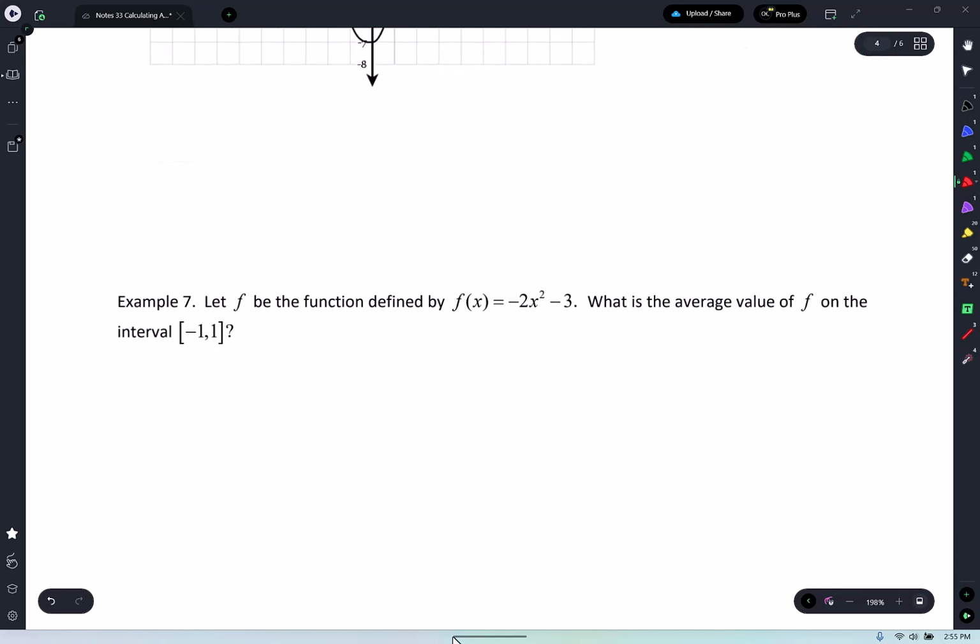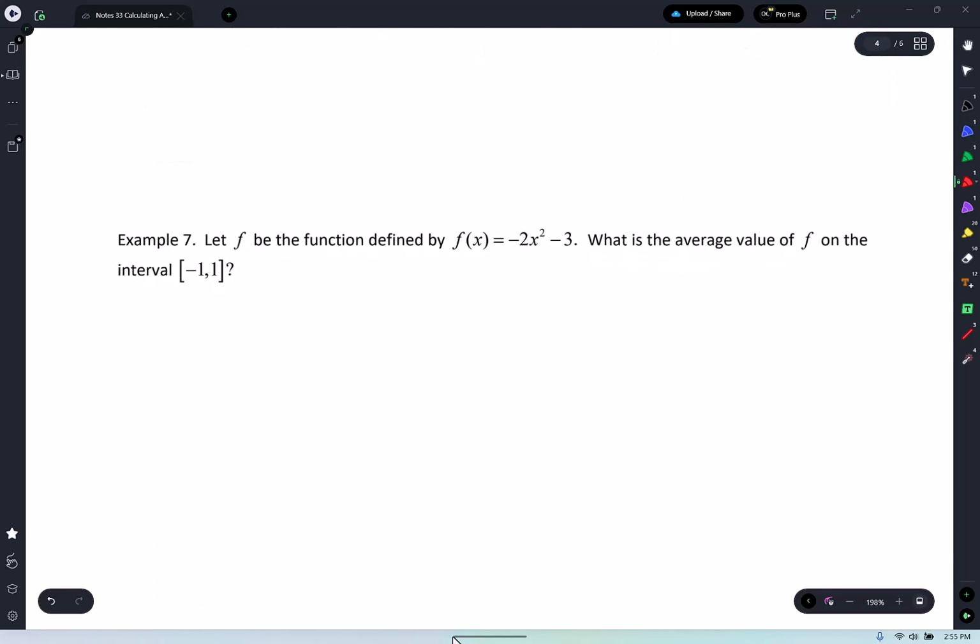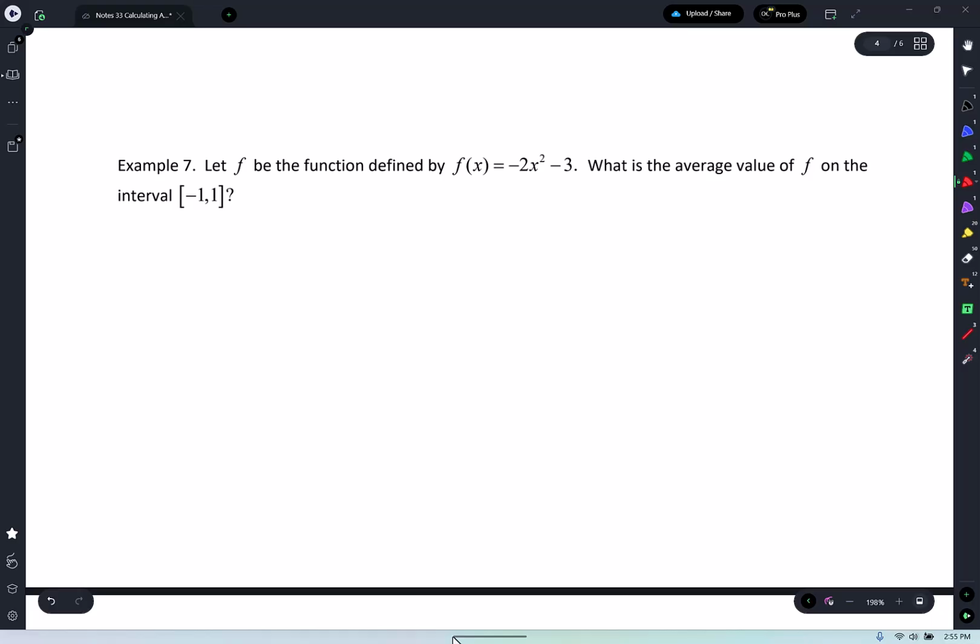All right. Here we go. I know that you can do this with a calculator really fast, but remember, guys, you're probably not going to have a calculator. 60% of the exam is no calculator. So let's try to do it without a calculator. Let f be the function defined by -2x squared minus 3. What is the average value of f on the interval -1 to 1?